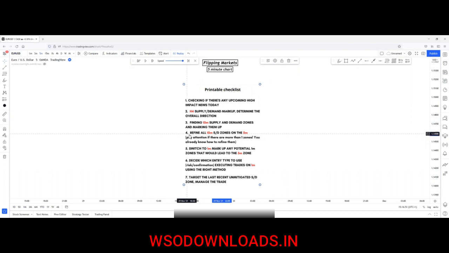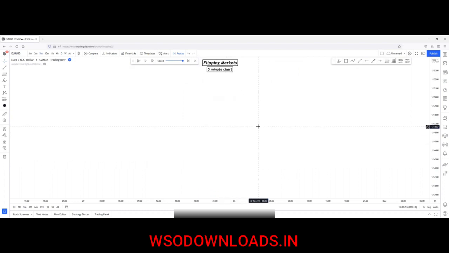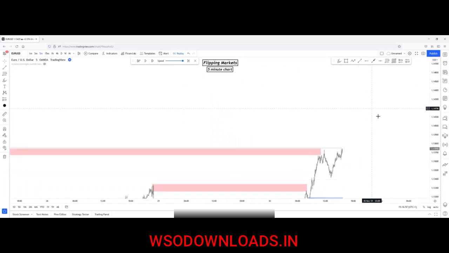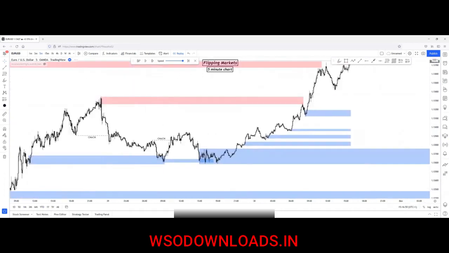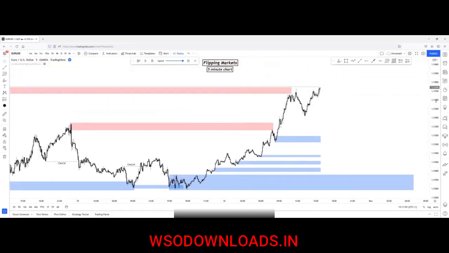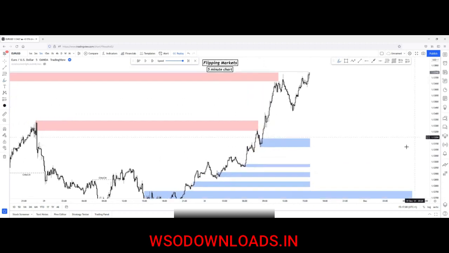As you can see, the 4th point is refine all the 15-minute supply and demand zones on the 5-minute chart. So this will be easy. We already talked about refinements. So let's just begin. As you can see, currently we are on the 5-minute chart, and these were the unmitigated demand zones that we just marked previously. So we will have to refine these zones. Okay, let's begin on the first one.